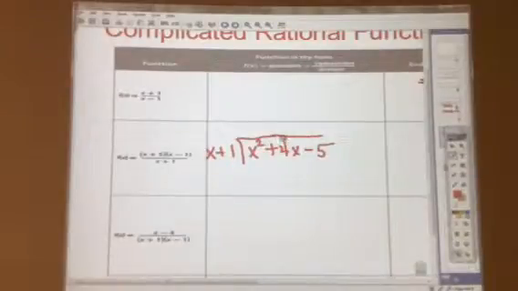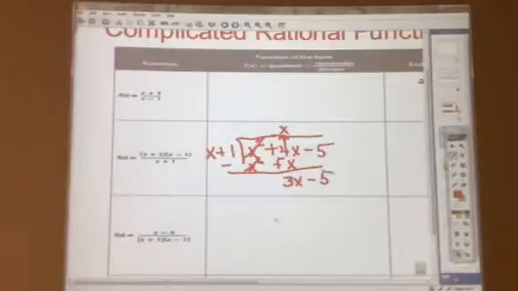Alright, so my answer is going to go there when I start dividing. X will go into x squared how many times? X times. X into x squared, x times. X times x is x squared, x times 1 is 1x. Subtract. Those will cancel. 4x minus x is 3x, minus 5.